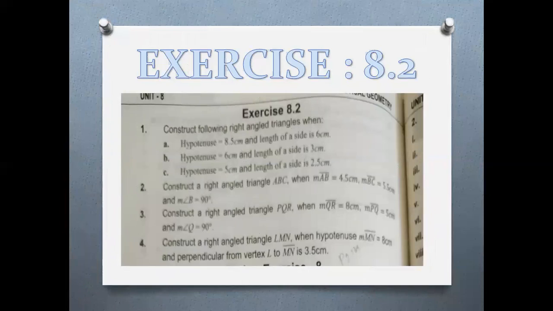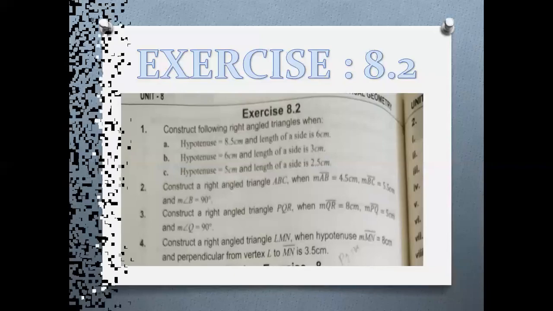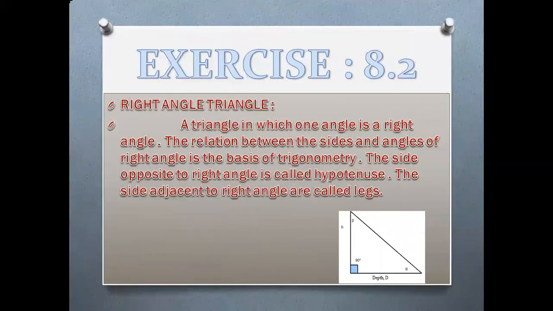We have finished 8.1 over here. And the next exercise is 8.2. 8.2 is about the right angle triangle that you have done in chapter 9. What is a right angle triangle? A triangle in which one angle must be of 90 degrees. A triangle in which one angle is a right angle.